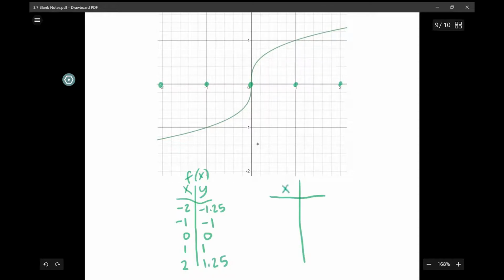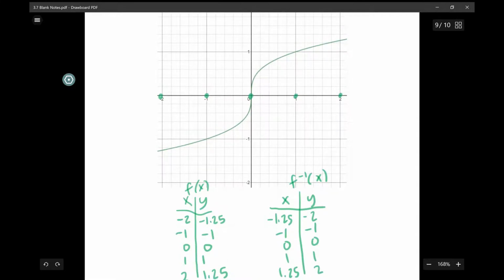So for my inverse function, because this function has a complicated shape, I swap: -1.25, -1, 0, 1, 1.25 for the inputs, and -2, -1, 0, 1, 2 for the outputs. All right, let's graph these guys. So -2 is at negative 1.25.